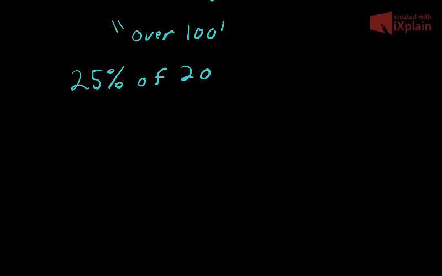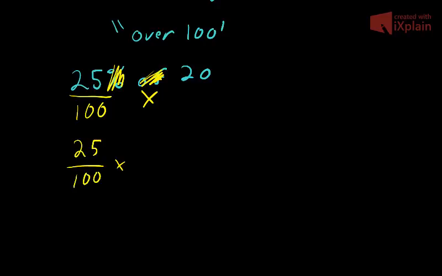Looking at this, the first thing I think of is that the percentage means over 100. So instead of 25%, I'm going to take that percentage away and write over 100. And then the next thing I see is "of," and we know that of means multiply. So we can cross that out and write times. And then we have the 20 there. So we end up with 25 over 100 times 20.